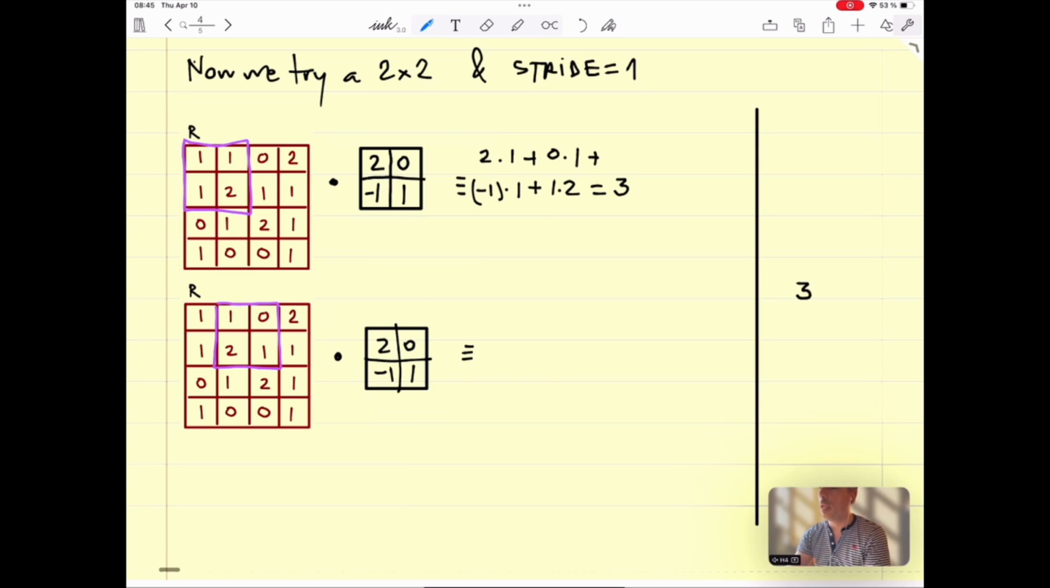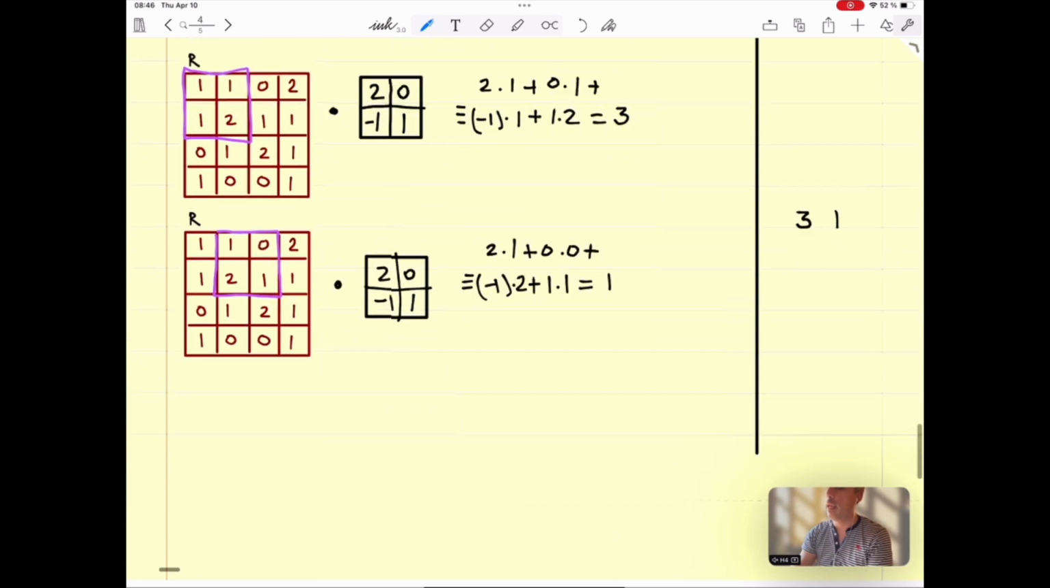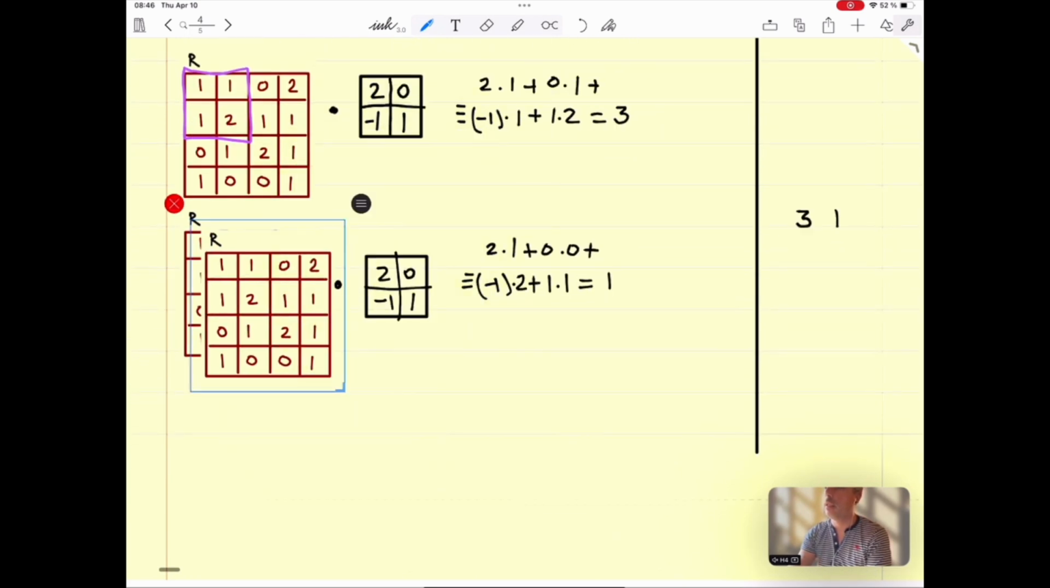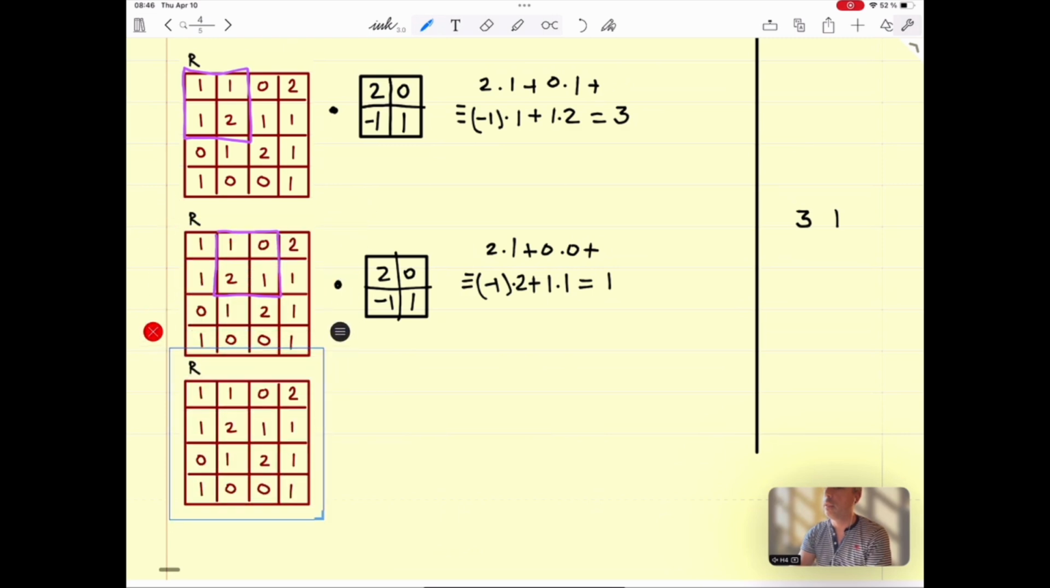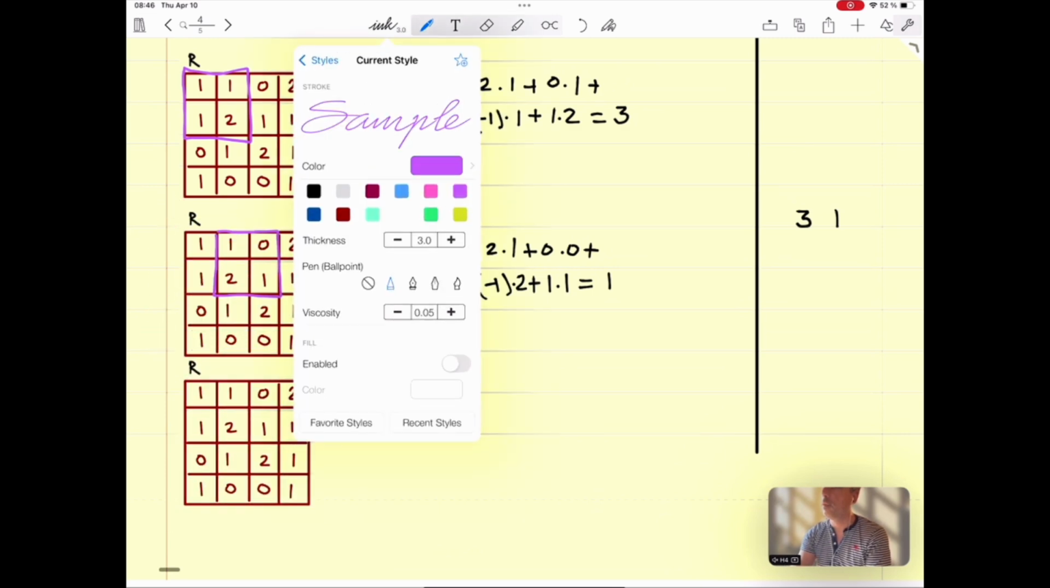And then we say 2 times 1 plus 0 times 0 plus minus 1 times 2 plus 1 times 1. This is going to be 1, okay? And if you do it again, you get... let's do 2 or 3 more examples.